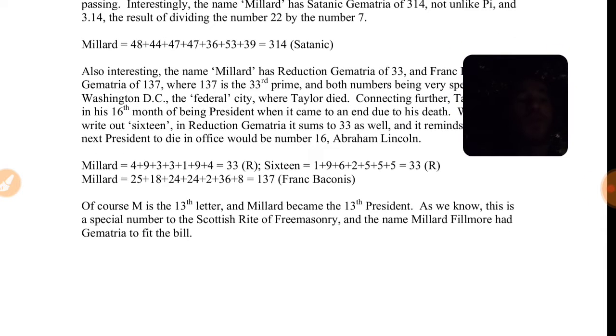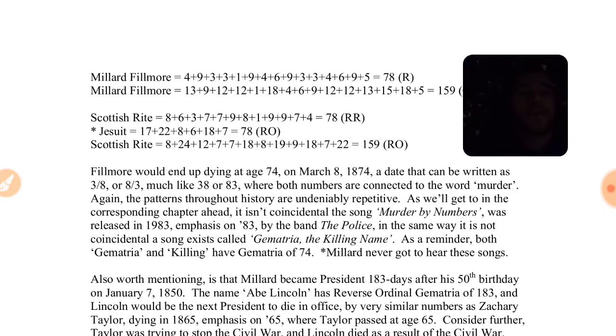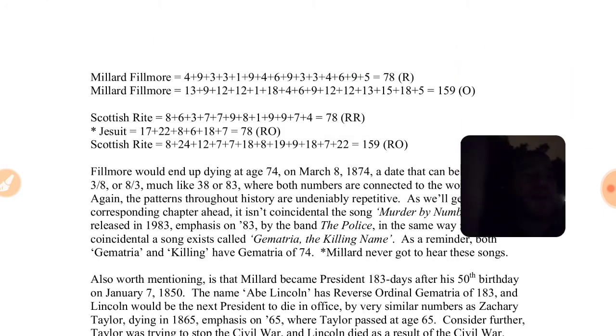Of course, M is the 13th letter, and Millard became the 13th president. As we know, this is a special number to the Scottish Rite of Freemasonry, and the name Millard Fillmore had gematria to fit the bill. 78 in reduction and 159 in ordinal. Scottish Rite is 78 in reverse reduction. Jesuit is 78 in reverse ordinal. And Scottish Rite is 159 in reverse ordinal. Connects perfectly to Millard Fillmore.